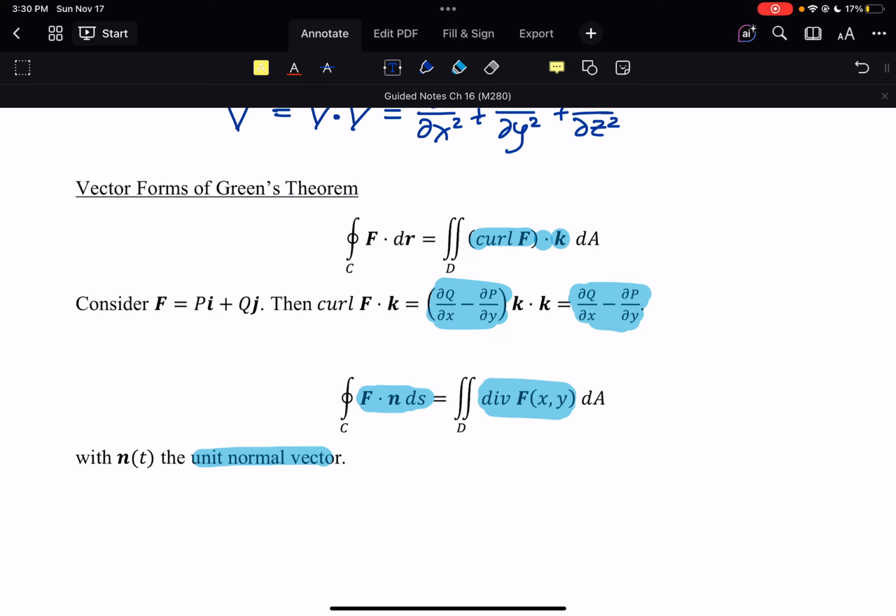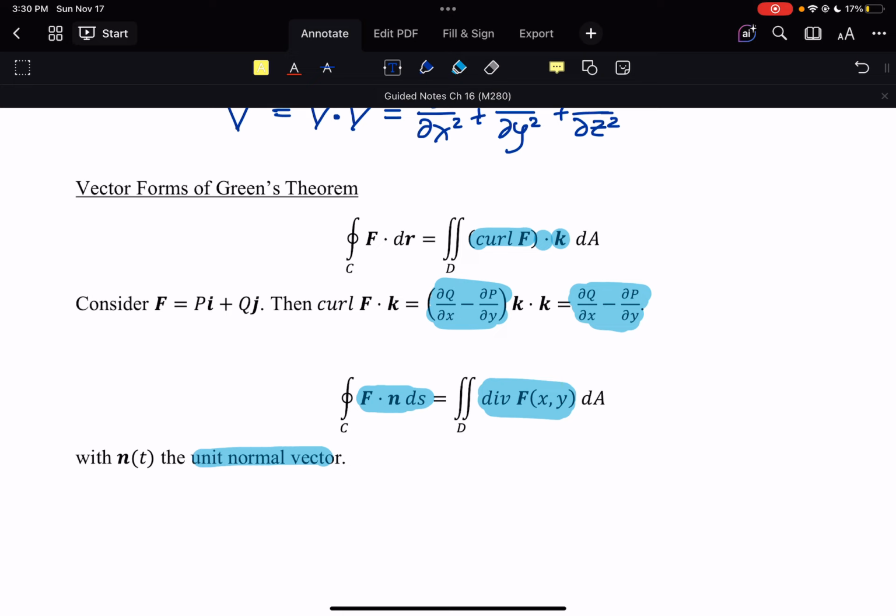We've seen how to find curl and divergence. We've seen how to use the curl in particular to show that a vector field is conservative. And now we see that there are even deeper connections between curl and divergence and things like Green's theorem. So we've still got lots of good stuff to look at coming up in the future sections of this chapter.